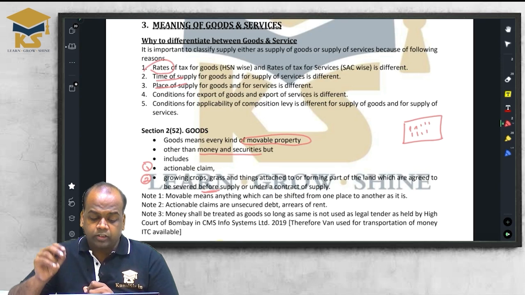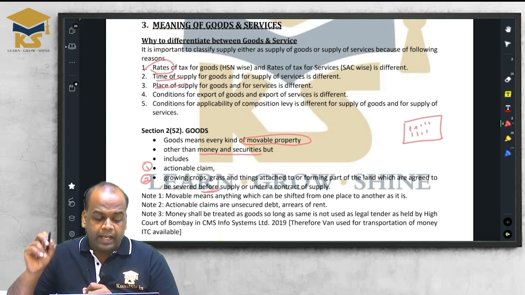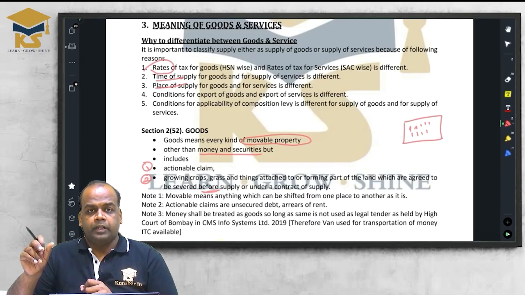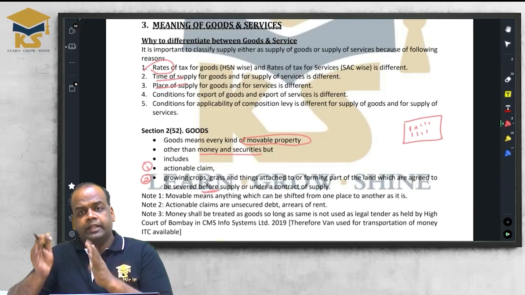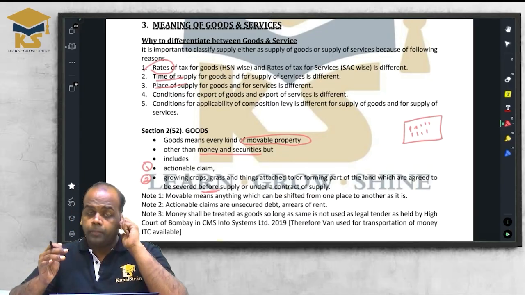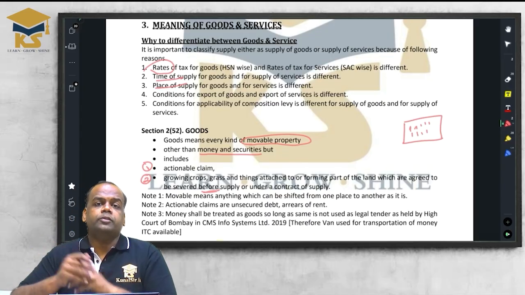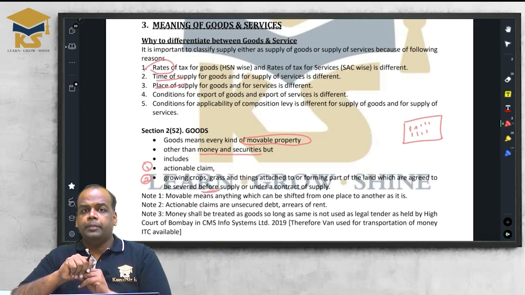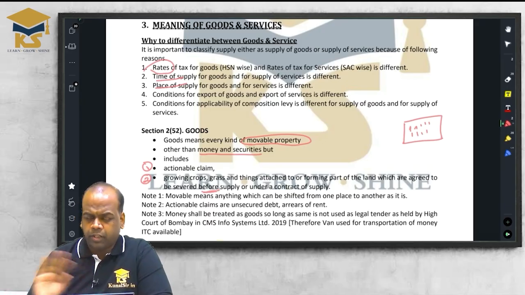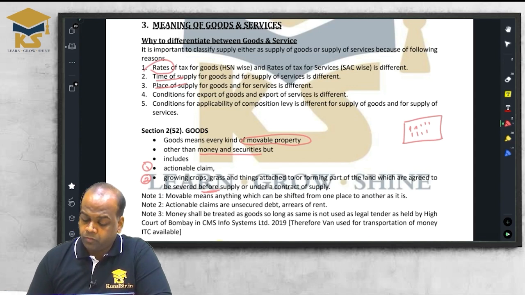So what is written here? Growing crops, grass or things attached to or forming part of the land which are agreed to be severed or cut. The simple meaning is cut before supply or under a contract of supply. So if I am not cutting that grass and am selling the land as such along with the crops, then those crops will be treated as immovable property, not movable property. It is not that important from the exam point of view.